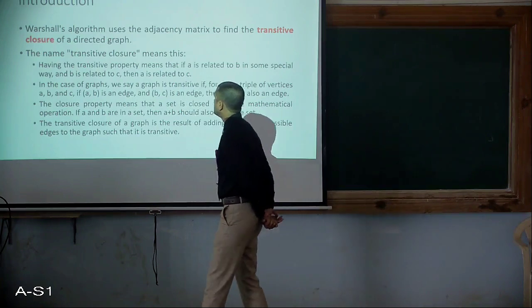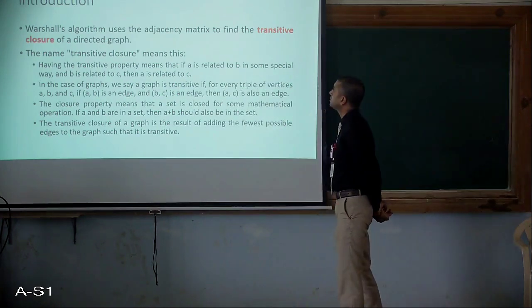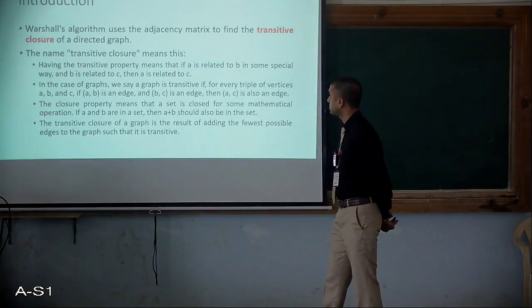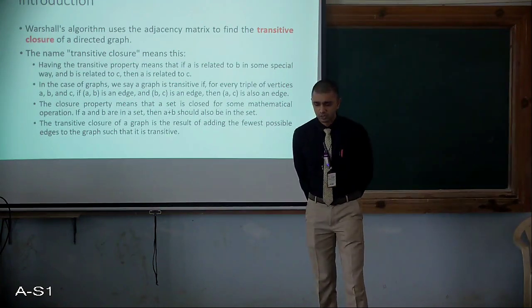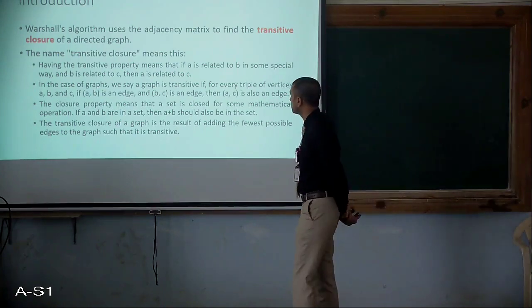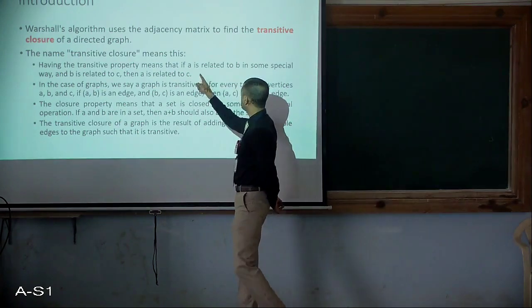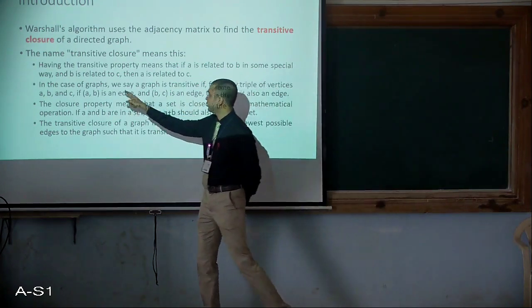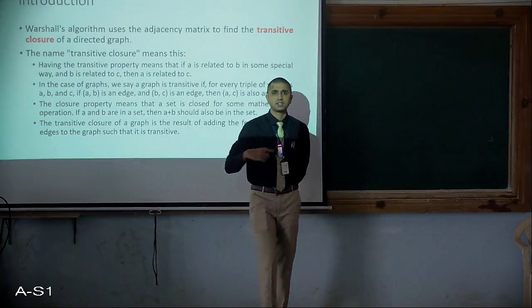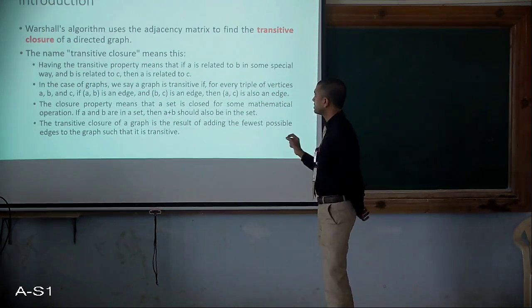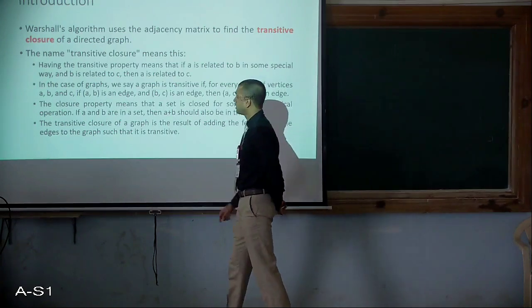Now what does that mean? The name transitive closure, what does that mean? All of us know what is meant by transitive property. It means that if A is related to B and if B is related to C, then we can say that A is related to C. This is what is called the transitive property.